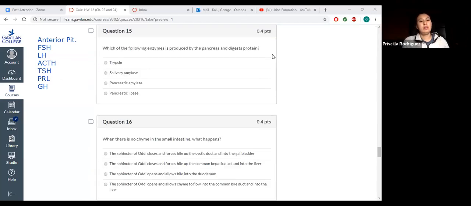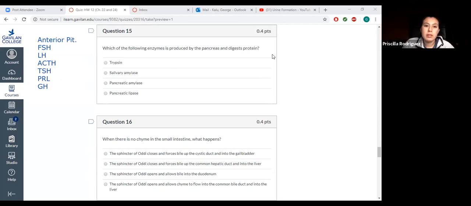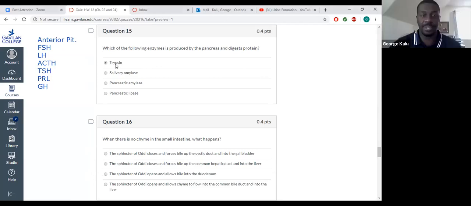All right, question 15. Which of the following enzymes is produced by the pancreas and digests protein? We have trypsin, salivary amylase, pancreatic amylase, or pancreatic lipase. Trypsin, yes. Trypsin is one of those enzymes that helps to break down protein.